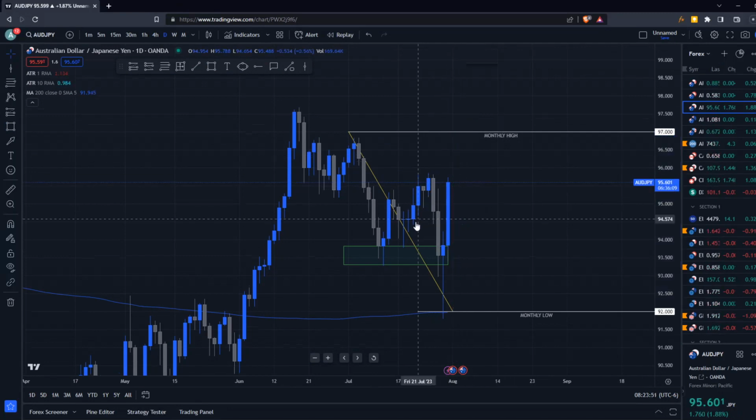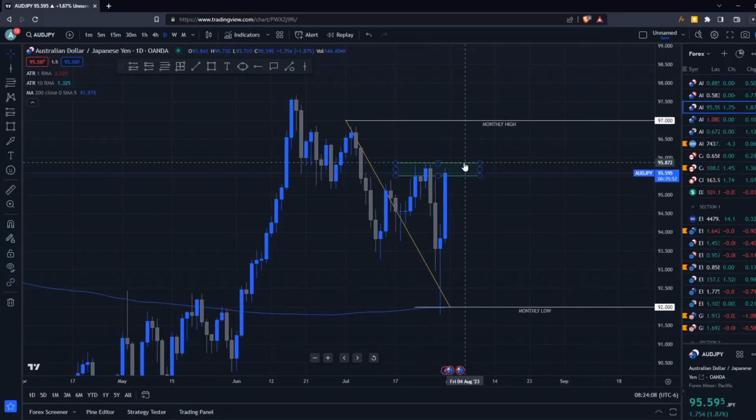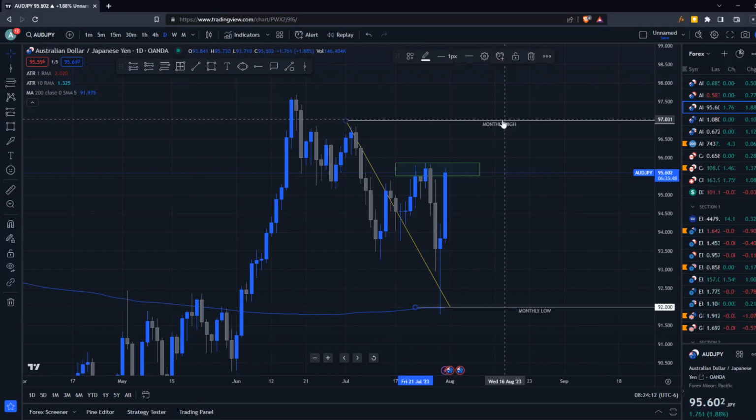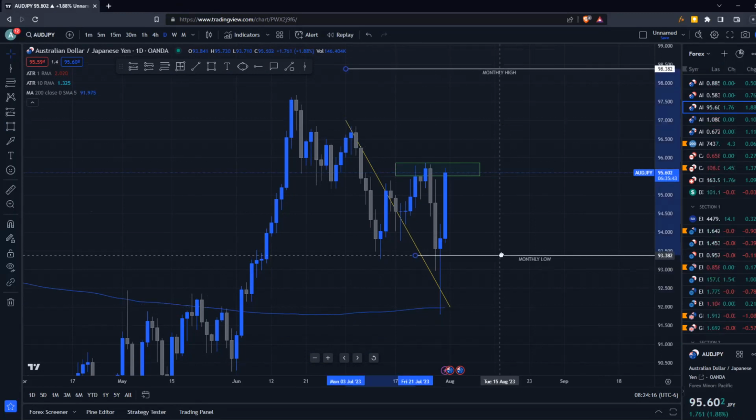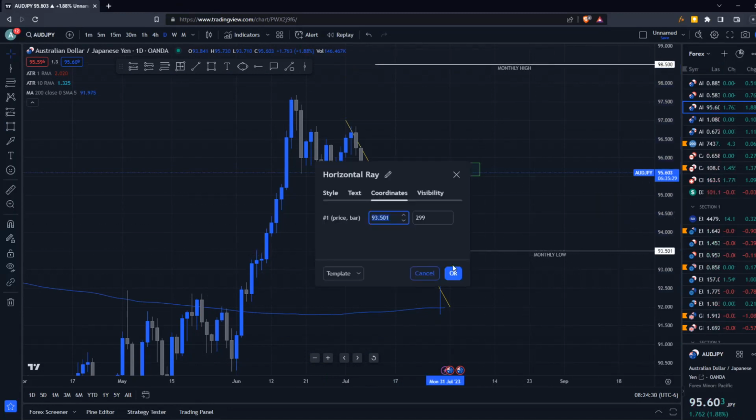This is obviously very bullish. We're going to look for a buy position. We're going to look for a long entry, deciding what the low is and what the high is. If you look at the monthly low here, we'll hit it right at 93.50. It's your perfect bottom range.